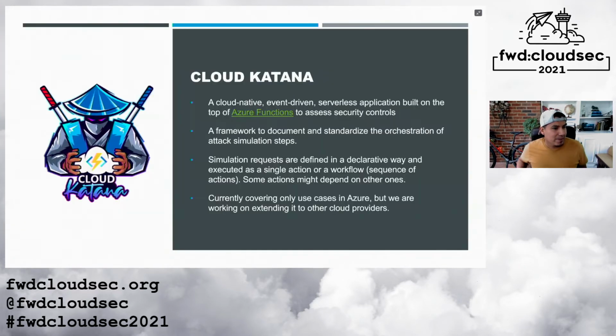So what is Cloud Katana? Cloud Katana is a cloud-native serverless application that allows the orchestration and execution of simulations. And currently, because Cloud Katana uses Azure Functions, we can execute simulations in the cloud, and we can also do it in hybrid environments, right? Like on-prem to the cloud, etc. And we're also covering single action execution and the sequence of actions, which we call workflows.